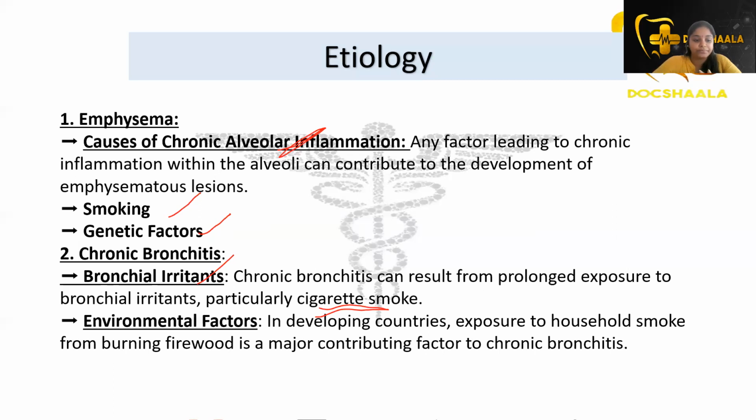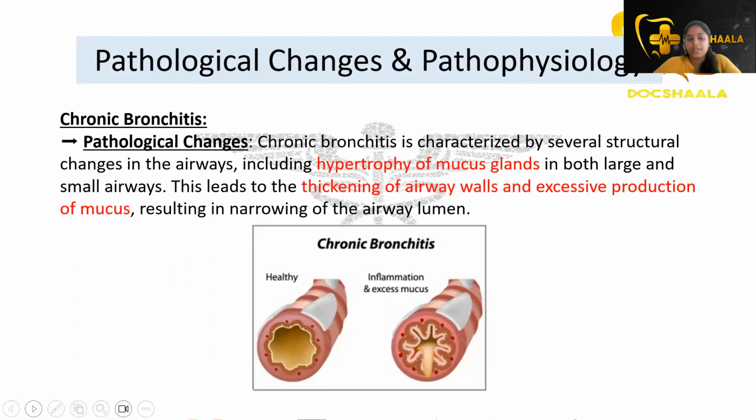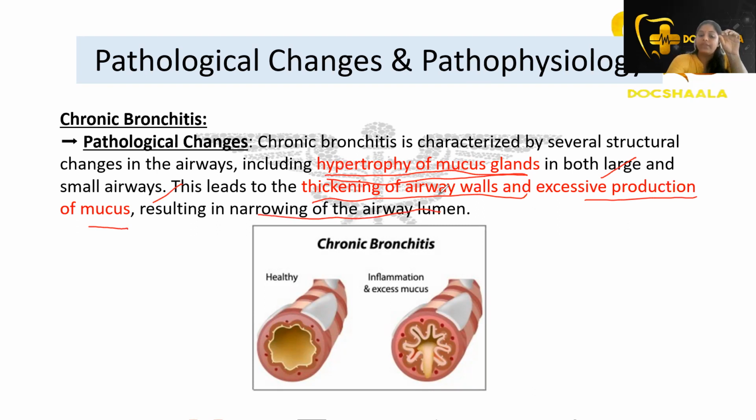Okay, then the pathological changes and pathophysiology involved with emphysema and chronic bronchitis, both we will see. First, let us see chronic bronchitis pathology and pathophysiology. The pathological changes involved in chronic bronchitis include several structural changes. They include hypertrophy of mucus glands in both large and small airways. This leads to thickening of airway walls and excessive production of mucus, resulting in narrowing of the airway lumen.